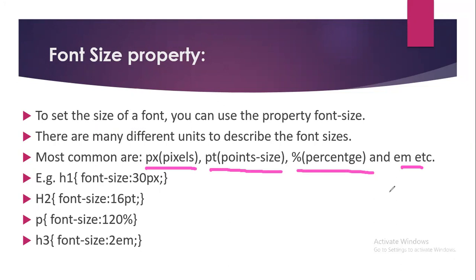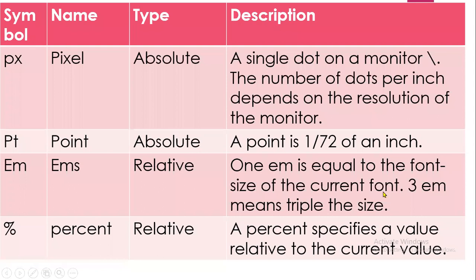Okay. For example, if you are going to write the font size in pixels, you will write like this, 30 pixel. If you wanted to define the font size in point size, you will write it like this. If you are going to define it with the percentage, then you will write like this. If you are going to define it in em, then you will define the size of font like this. Okay, now we'll see in the next slide what are these units and what is the role of all these units.